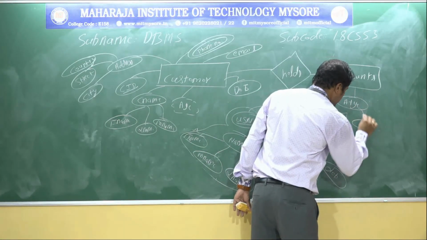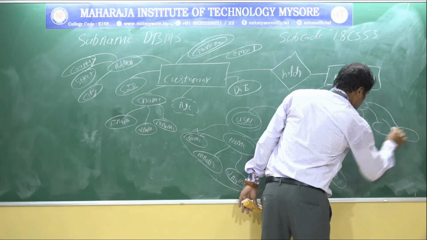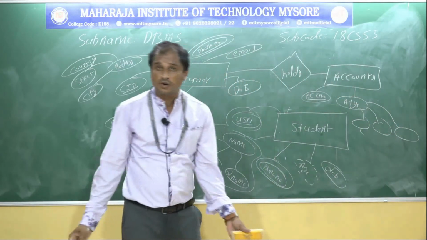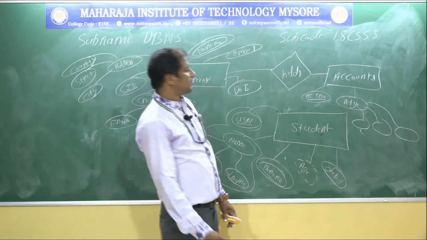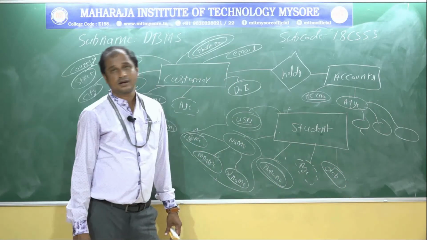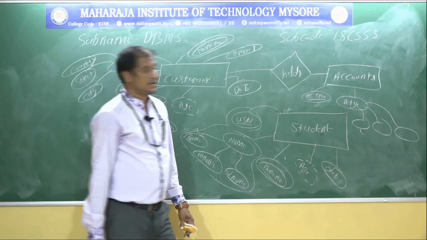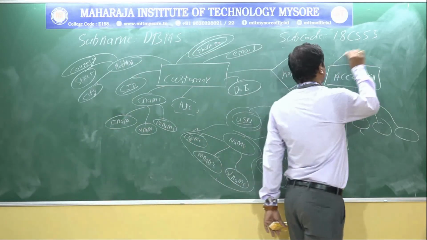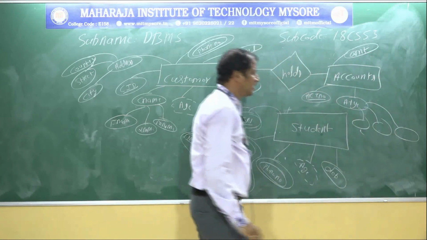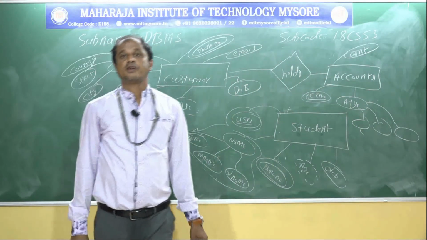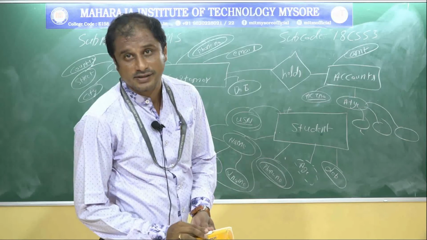You can split this into three: savings account, current account, or whichever type of account. So you can specify what type of account for an accounts entity. Then there is amount: how much amount it contains, right?